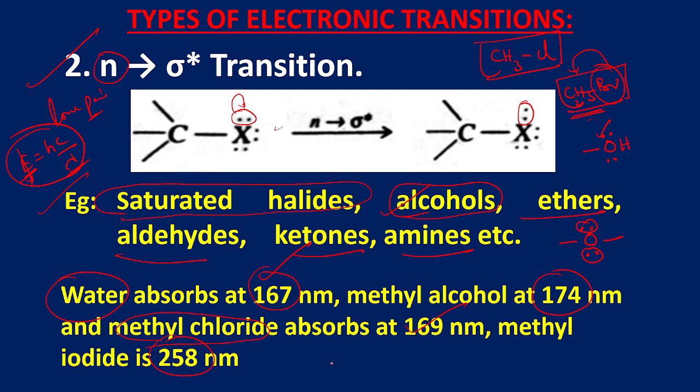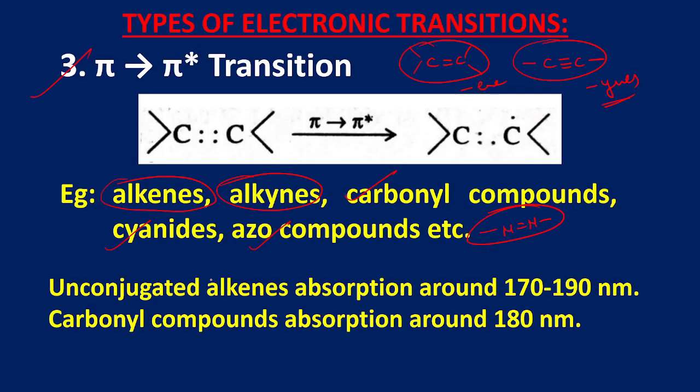So this type of transition is called the n to sigma star transition. In this n to sigma star transition, the organic molecule must contain a minimum of one lone pair and a minimum of one single bond. Coming to the third one, the pi to pi star transition. This transition is possible only when the organic molecule contains pi bonds. That means alkenes and alkynes participate in the pi to pi star transition.